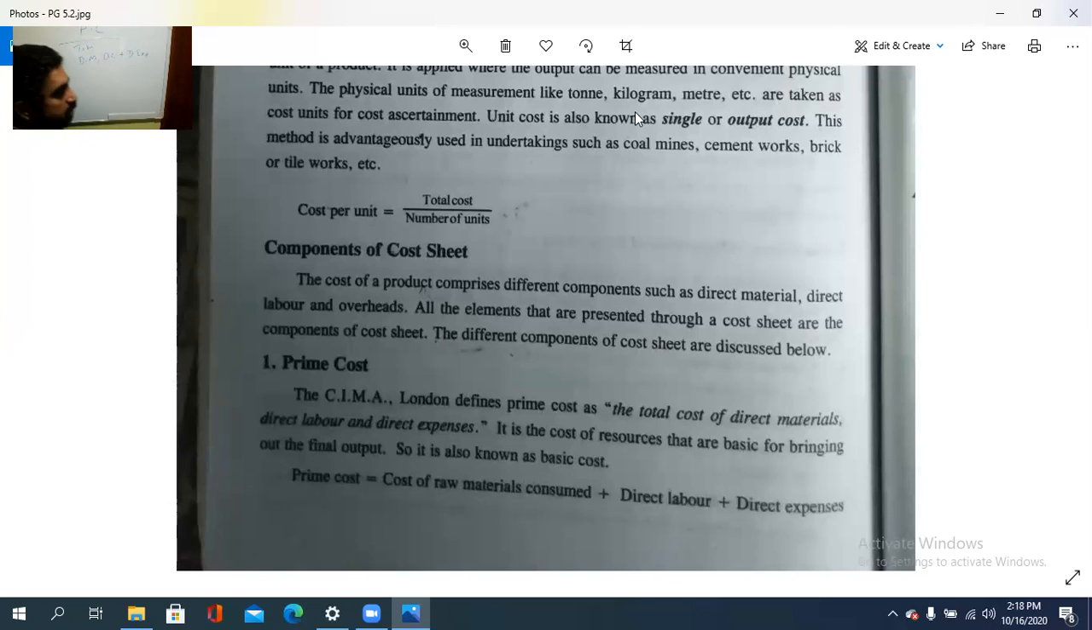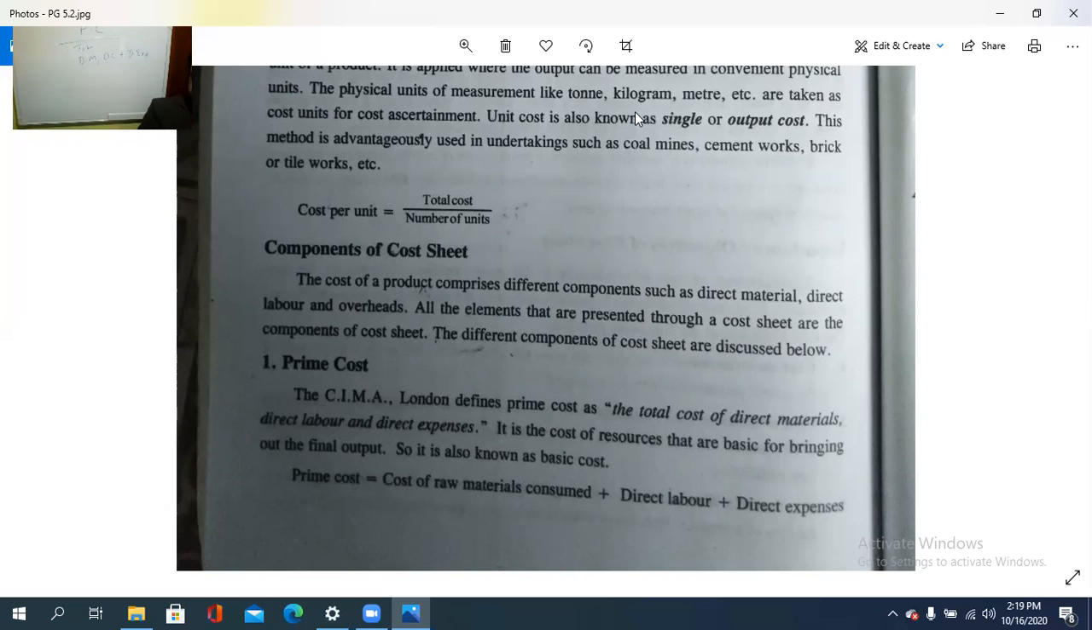So the total of these three direct parts is denoted by the prime cost. It is the cost of resources that are the basic for bringing out the final product, or final output. That is, the material resources, labor resources, and expense resources, the direct ones, whatever cost directly arises in the production process or in rendering services. The main ones are in the production process.